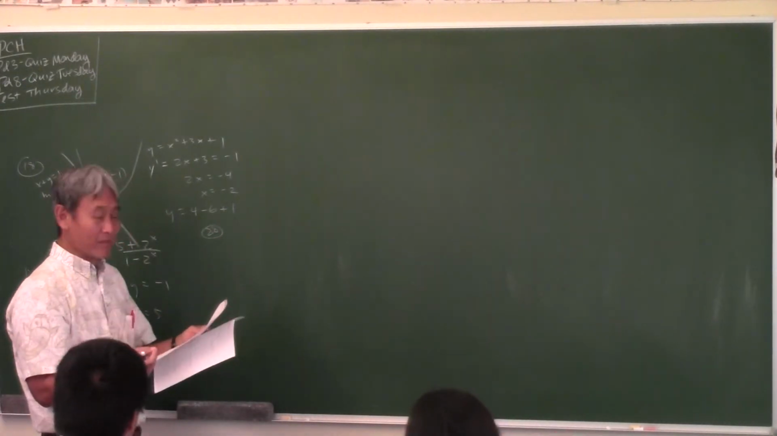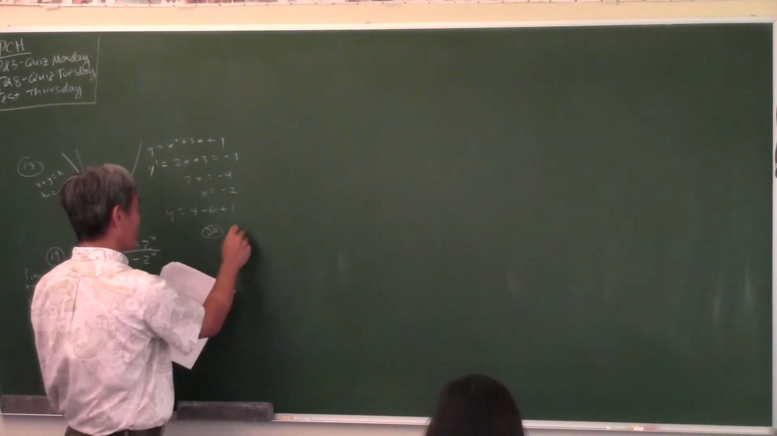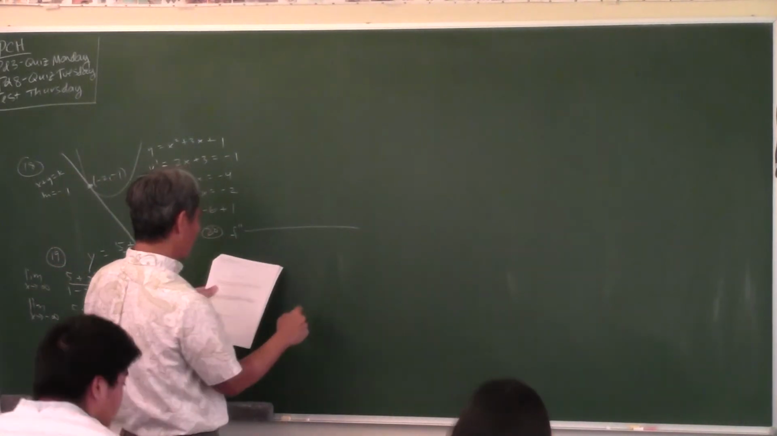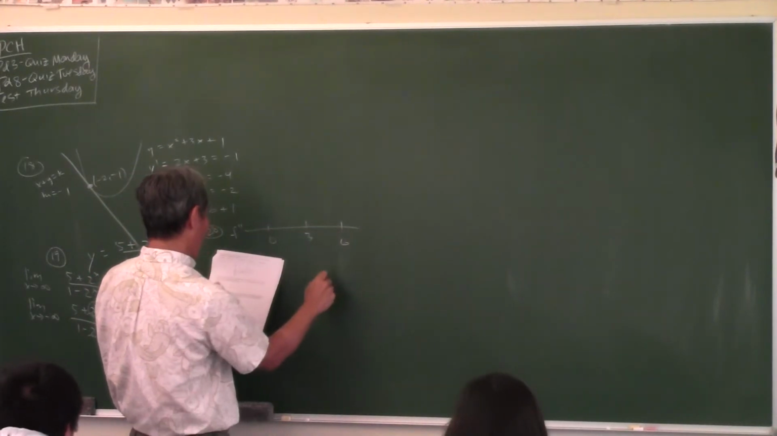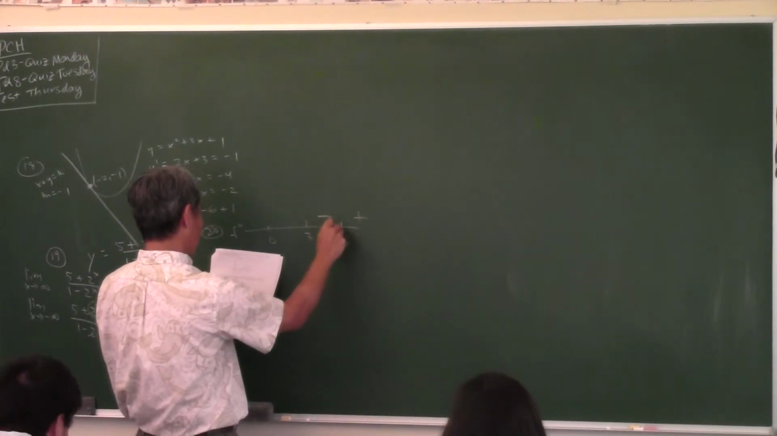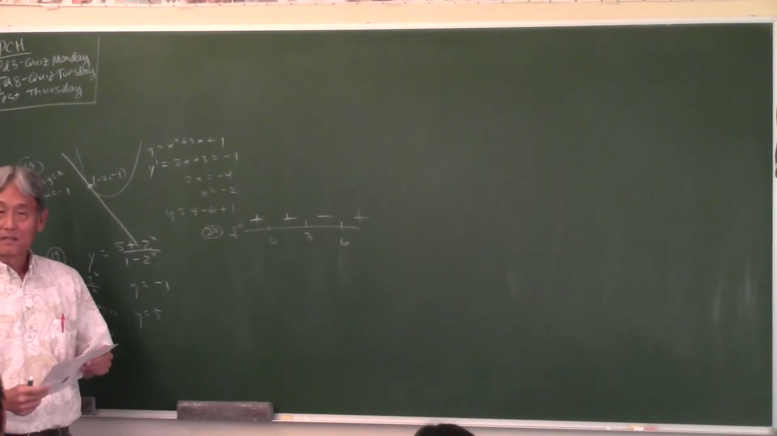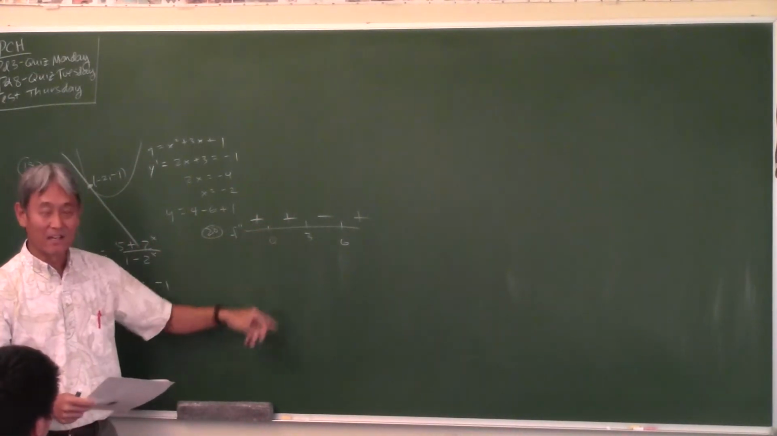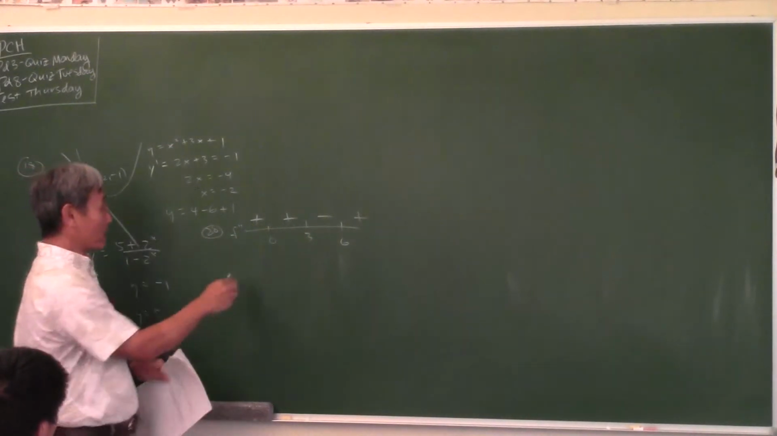How do you find points of inflection? You take the second derivative and make a number line. Well, they gave you the second derivative, so all you have to do is make a number line. What do I put on this number line? 0, 3, 6, and then plus, minus, plus, plus. How come it didn't change sign at 0? Because you get an even power. And then what does this mean?